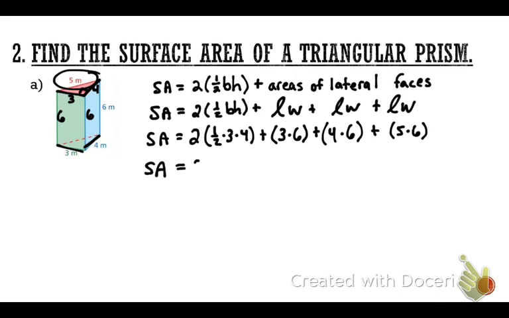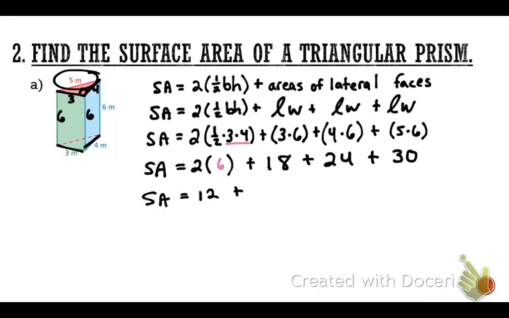All right, so now let's start plugging some things in. Surface area equals 2 times half times 3 times 4. You can do any order that you want in here. 3 times 4 we know is 12. Half of 12 is 6. So I'm going to plug in a 6 here. And then let's keep multiplying together. 3 times 6 is 18, plus 4 times 6 is 24, plus 5 times 6 is 30. We're going to add all these things together. First, we got to multiply these two. So we're going to be adding 12 plus 18 plus 24 plus 30.